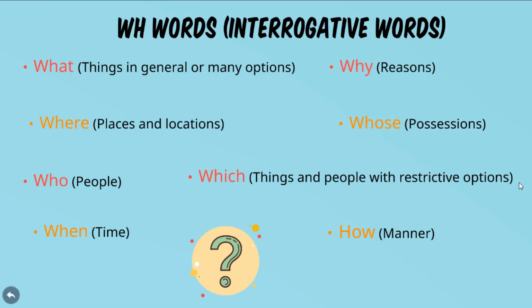Whose, para posesiones, o sea, de quién es. Whose. Who refers to people. ¿Quién? When refers to time, cuándo. And how refers to manner o cómo. Si está solo, si no hay nada que lo acompañe, por eso preguntamos how are you today. Ahora, estas palabras yo las puedo combinar a veces y puede cambiar un poco su significado. Let's see.